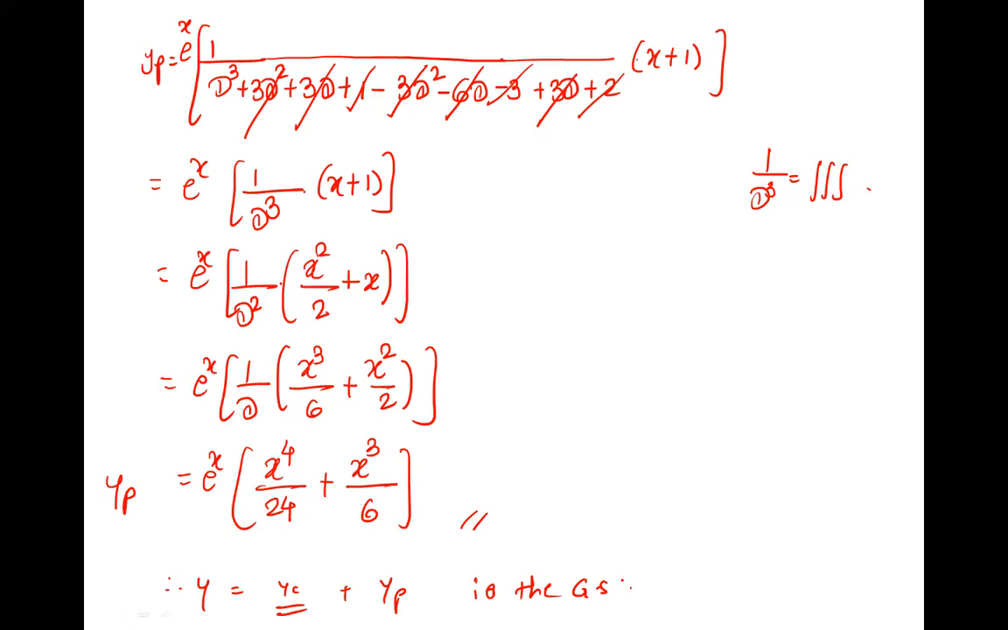Sure. We should go next now. Write down the question: solve d square minus 4d plus 3, y is equal to x square e raised to x, bracket square.